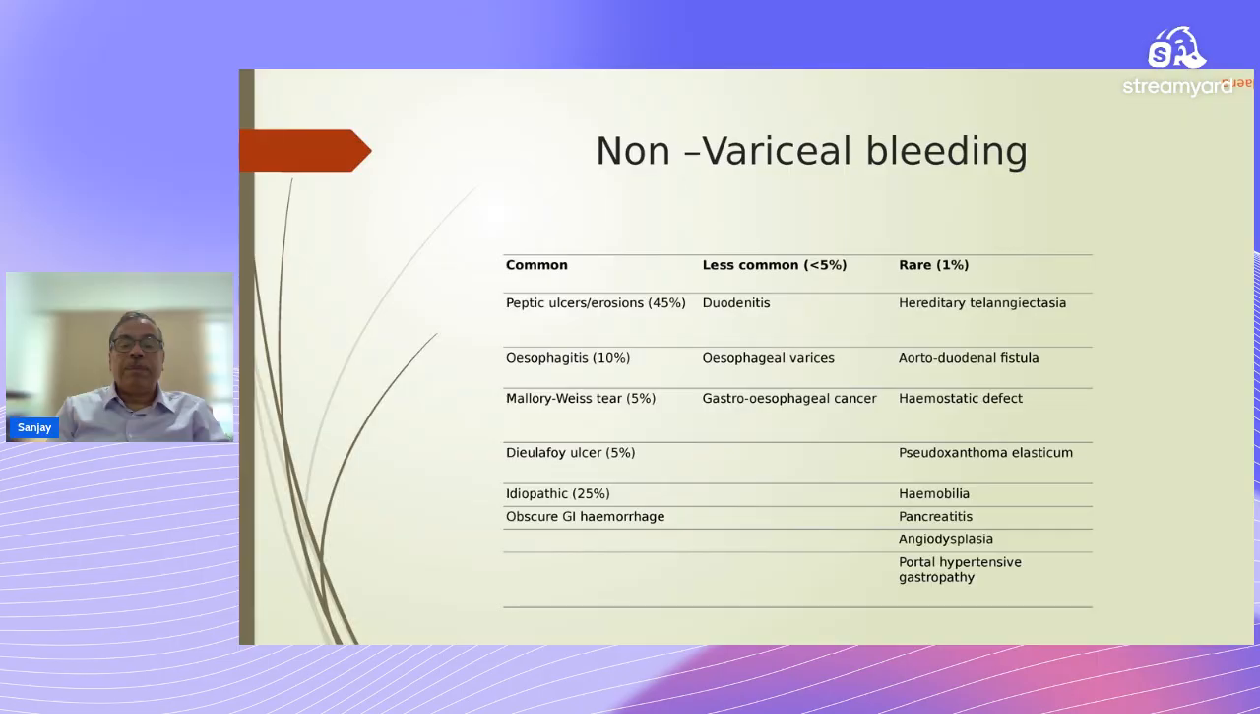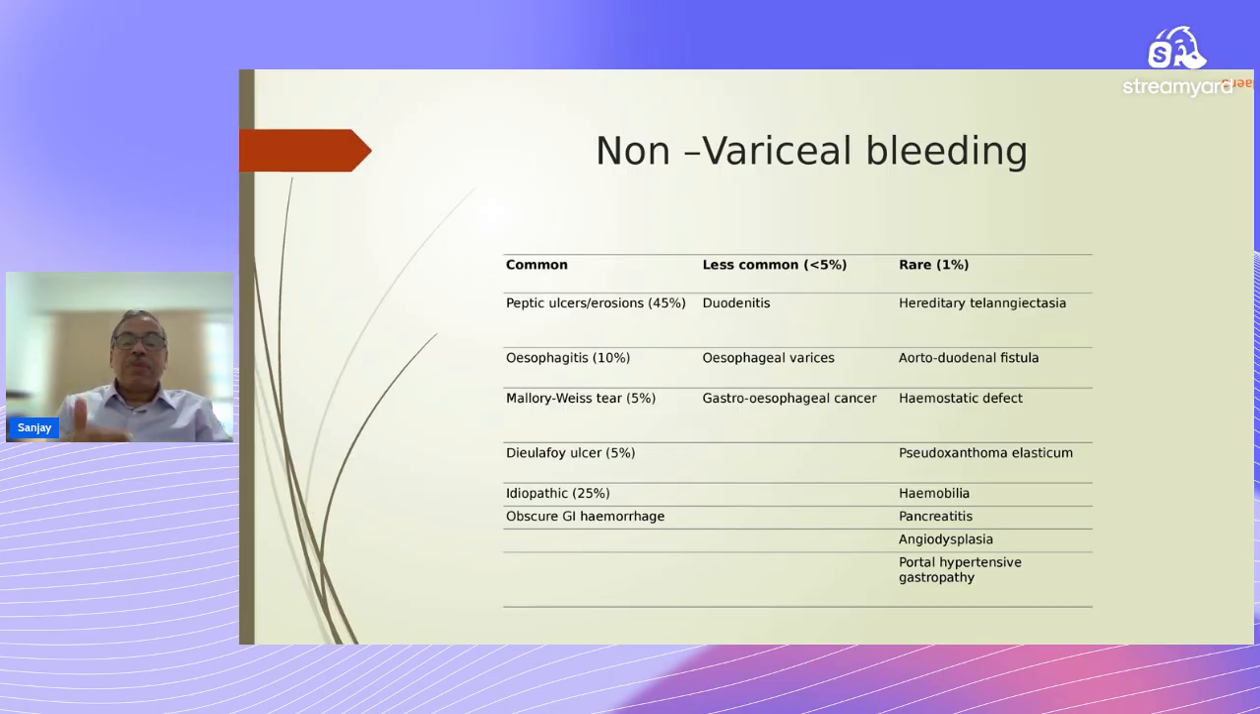Now, coming back to the non-variceal bleeding, which we have already seen forms a major bulk of causative factors for upper GI hemorrhage. If we see on this chart, the commonest etiology in the non-variceal bleed are the peptic ulcers or different erosions within the stomach and the duodenum. It could be a gastritis or duodenitis. Together, these two account for the major bulk, almost about 45% of cases.